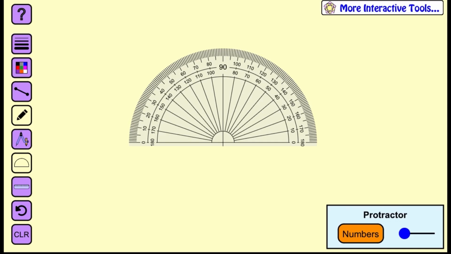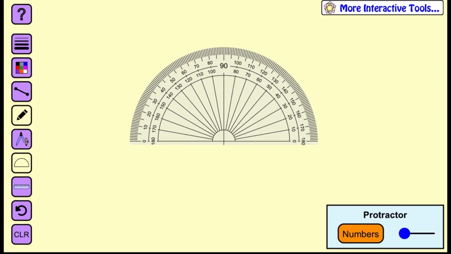So first, locate the center of your protractor. In my case, that would be right over here. Now, draw a straight line extending either towards the right or left. Let's try out the right for this problem. So to indicate that this line is a ray, I need to add arrows.